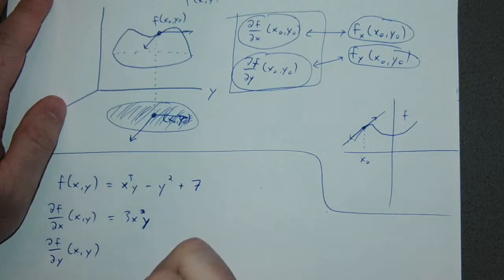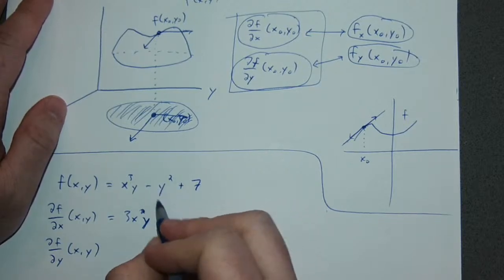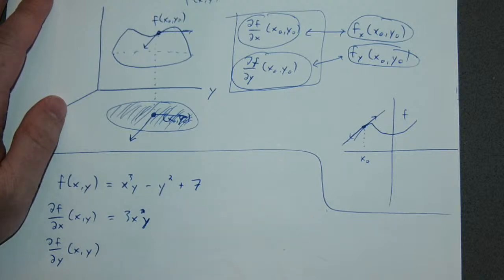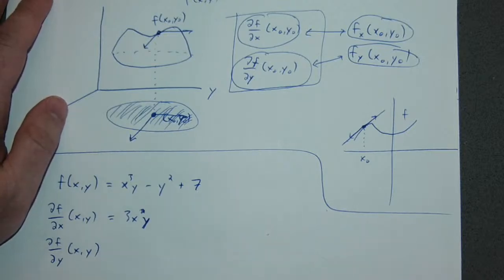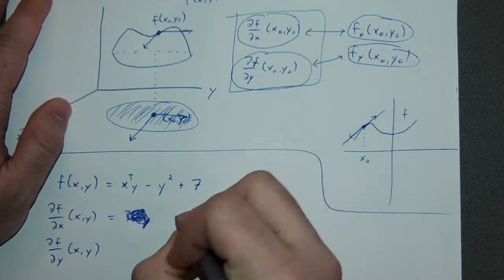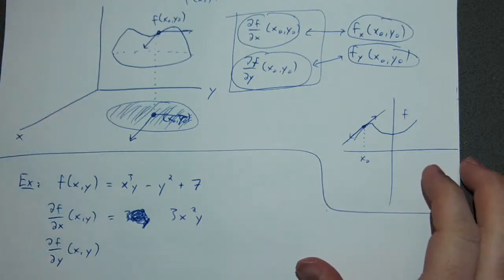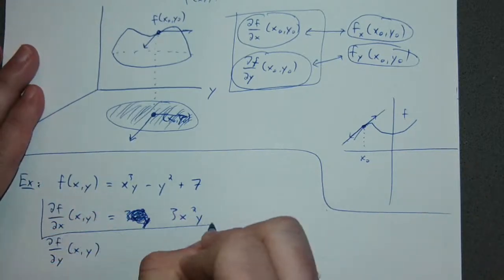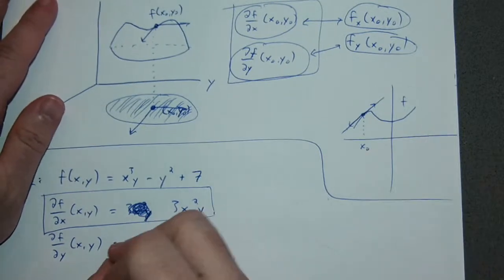And I move to the next term. The x partial of minus y squared is, well, minus y squared is a constant because we're treating y as a constant, so the derivative of that thing is 0. Moving on to the next term, the x partial of 7 is 0 because 7 is a constant. Let me rewrite this because I messed up my 2 there. So this is 3x squared y. That's my x partial, and I'm done. All right, let's compute my y partial.